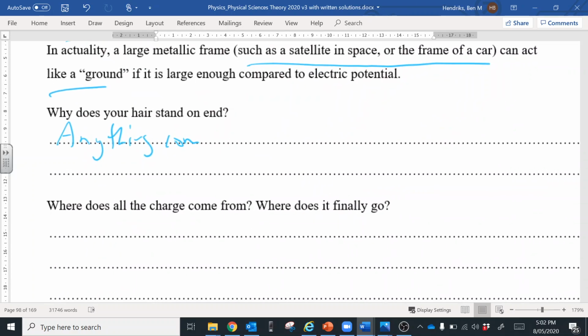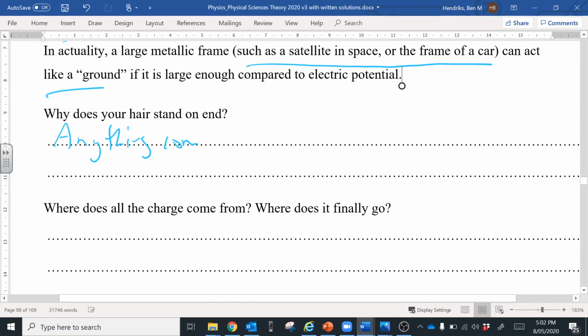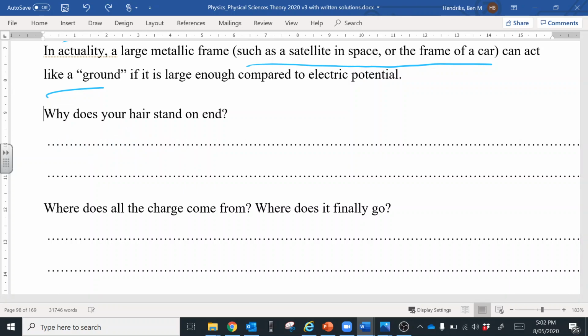Oops, I'm going to zoom in so I can write properly. I'll just undo that last bit so I can write a bit more neatly.